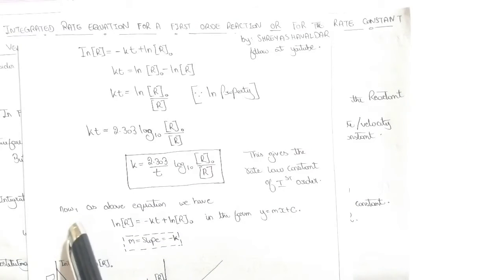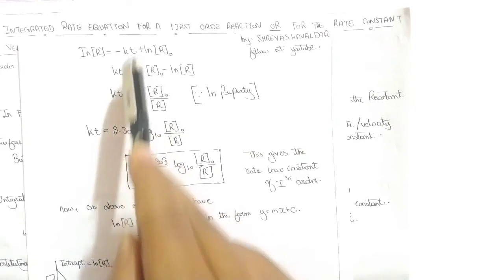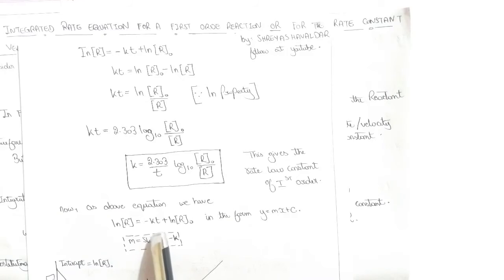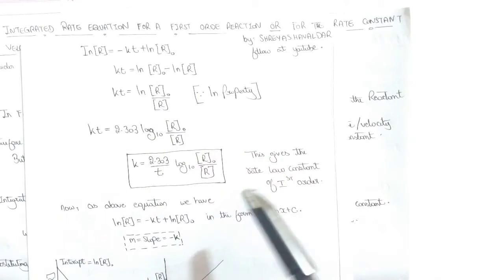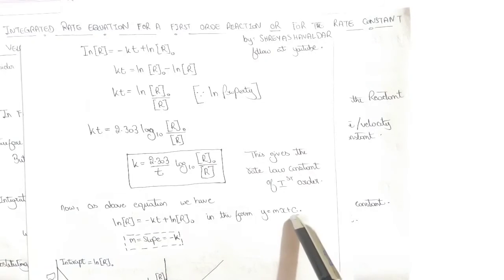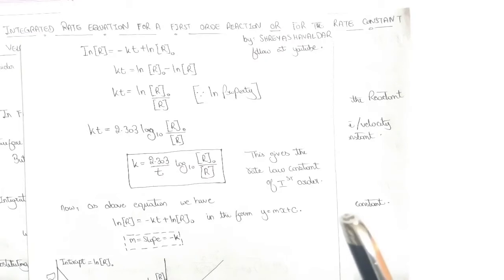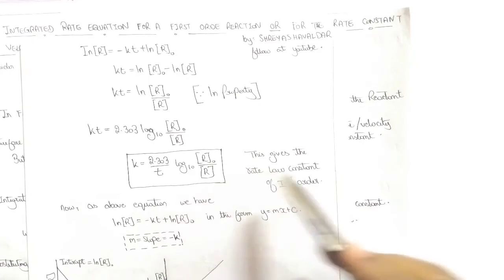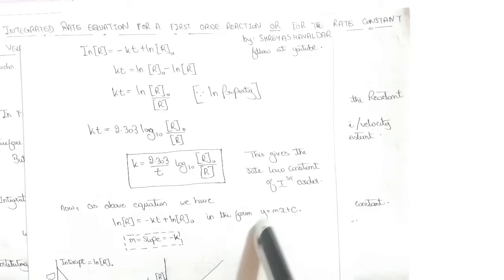Now from the above equation, ln R is equal to minus kt plus ln R0. Comparing this with y is equal to mx plus c, you know this is the equation of a straight line, where m represents the slope. On comparing these two, we get m is equal to minus k, which means the negative of the rate constant is the slope of the graph when y is ln R and x is time.